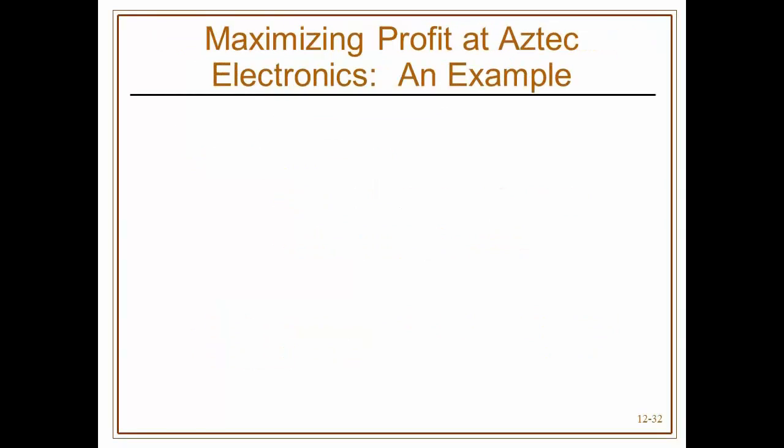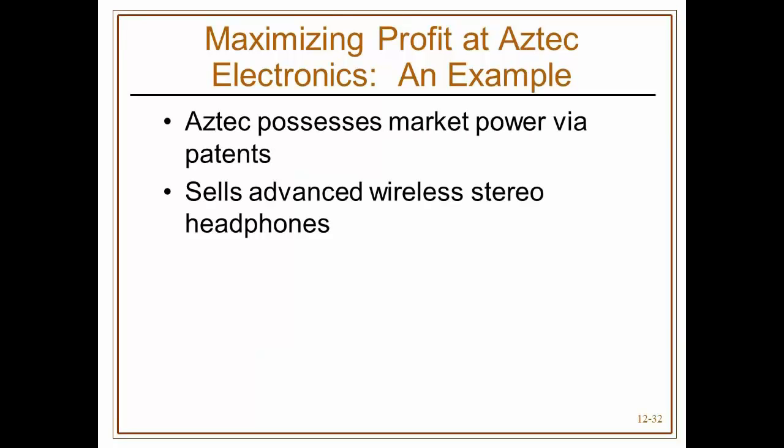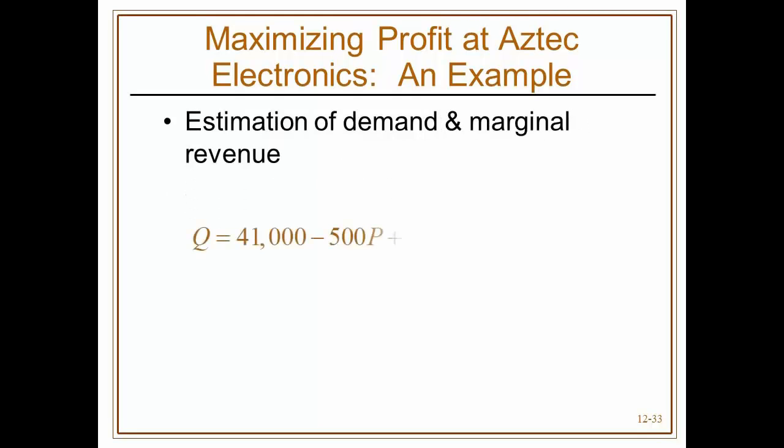Okay, this is one of the few times where they actually give us a numerical example of doing some of this stuff. So there's Aztec Electronics, and I'm sure you can look in the textbook and see some of the more details about this. We'll go kind of fast through this just to save a little bit of time. They've got market power. They sell wireless stereo headphones. We want to get their demand and marginal revenue curves.